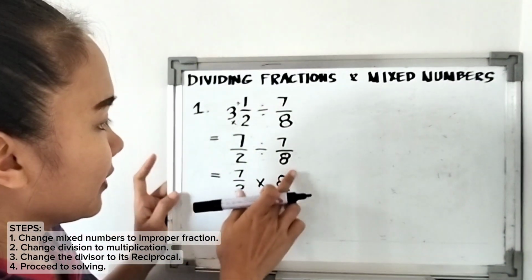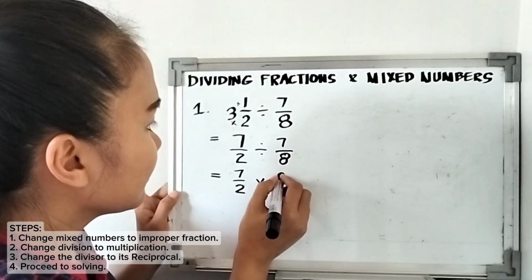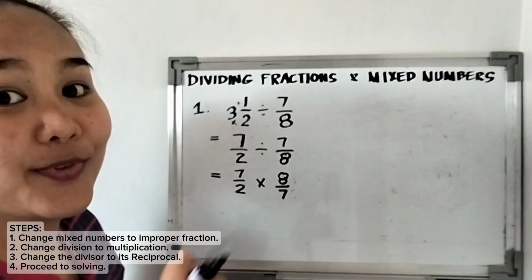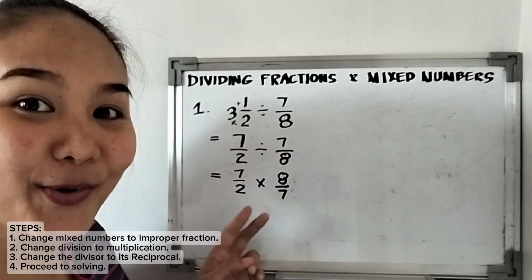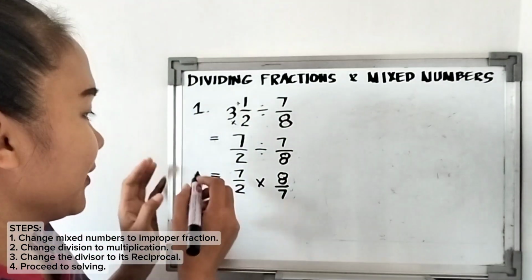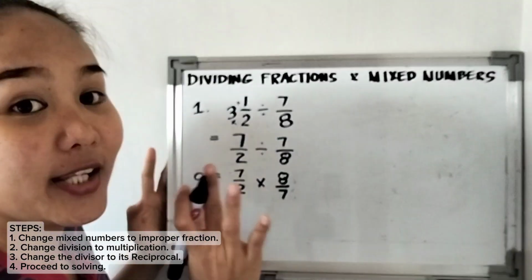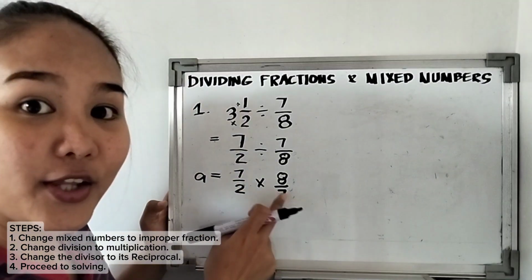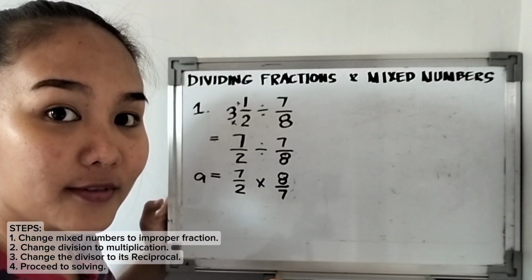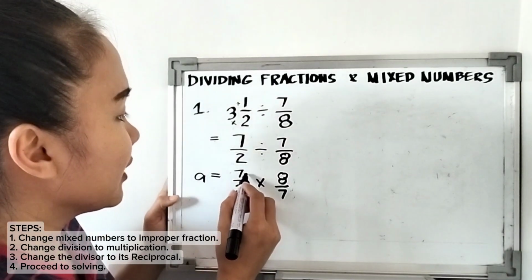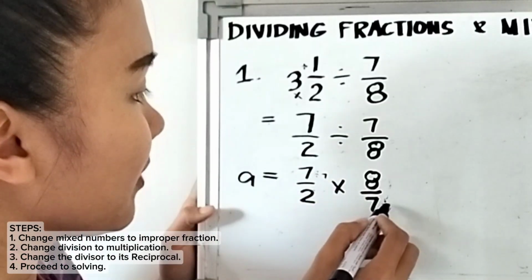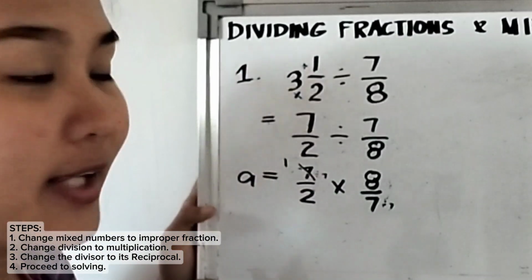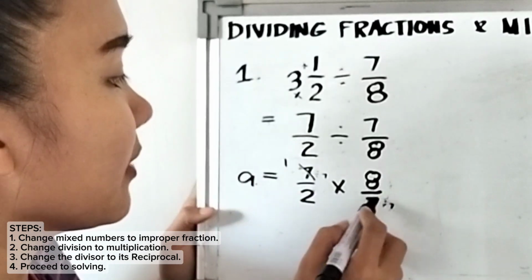Alright, so let me rewrite this. Now, we can actually have two ways. So let us have first letter A. You can do the cancellation method. So 7 and 7 have the common factor of 7. So we're going to divide it by 7, divide it also by 7. So 7 divided by 7, you cancel it, becomes 1. And 7 divided by 7 becomes also 1.